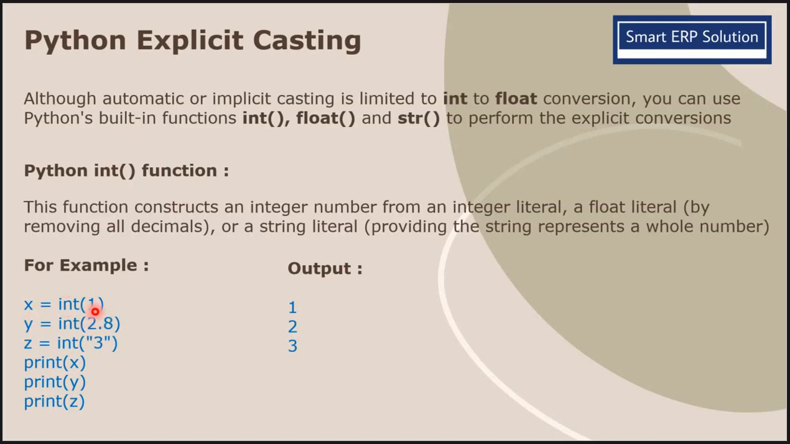X is int(1), so the output will be 1. For Y, it is 2.8, which is a float value. It will convert to an integer value and give the output as 2. Then Z equals int within inverted commas 3. That means 3 is a string. So the output will be only 3.